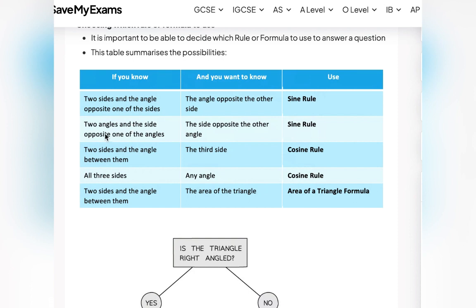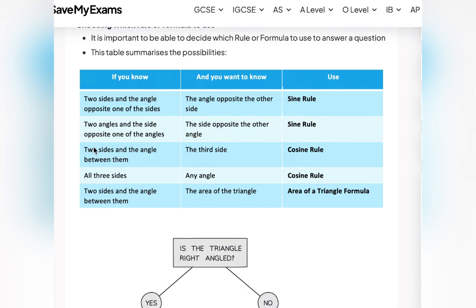Another case: when you have two angles and the side opposite one of the angles, and what you want to know is the side opposite the other angle, you still use the sine rule. Here you have two angles, you know one side that is opposite one of them, and you're looking for the other side. This is just vice versa with the first condition. You use the sine rule.